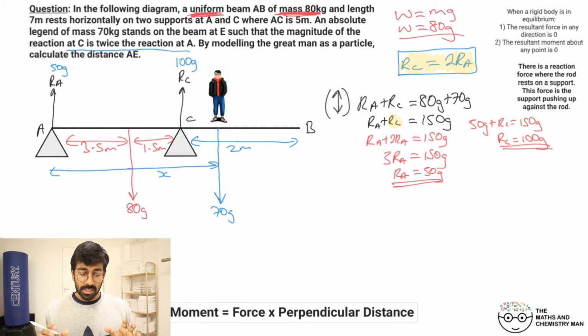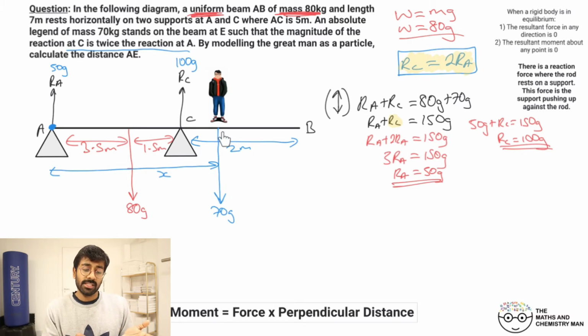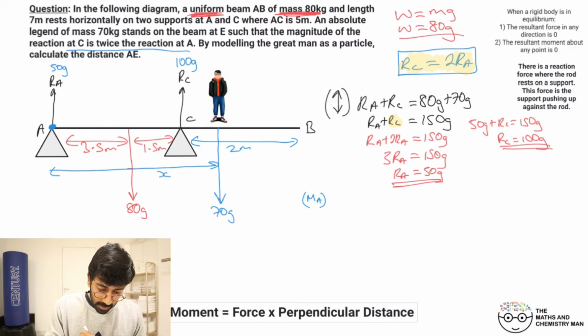Now, the other thing we should do is take moments now, right? That's what we did. And where should we take moments about? Well, I'm going to take moments about A. The reason I'm taking moments about A is because I want to find the distance A to E, which is where I'm standing. And that distance is X. So it makes sense to take it from A. So if we take moments about A, the forces that we need to consider are going to be 80g, because there's a perpendicular distance to 80g. We need to also consider that force RC, and we also need to consider the weight of the person as well. So there we go.